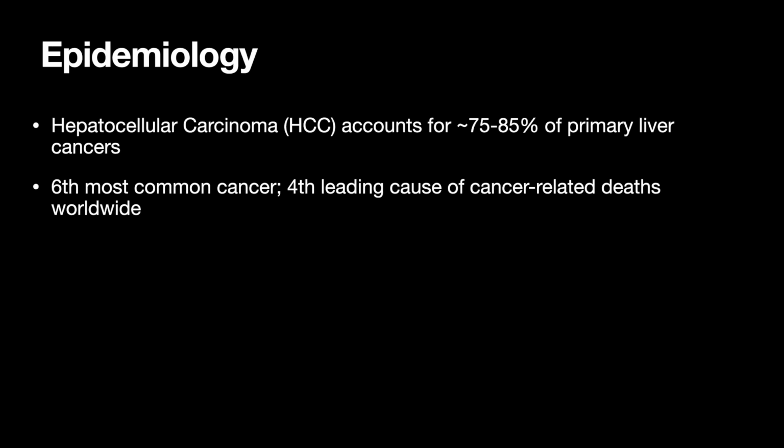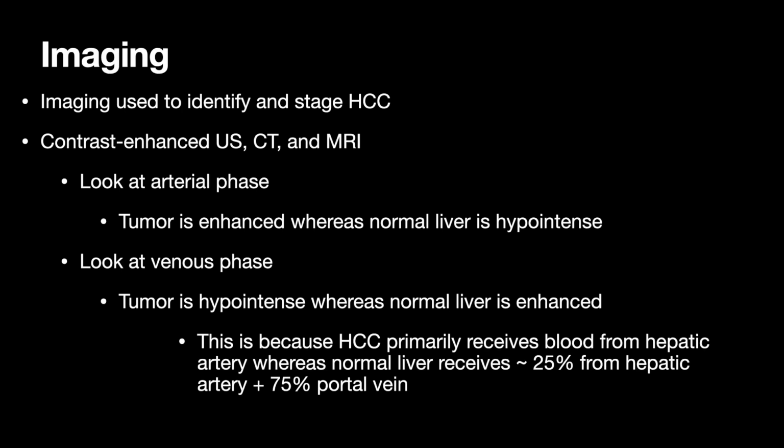Hepatocellular carcinoma, or HCC for short, accounts for around 75 to 85% of primary liver cancers. It's the sixth most common cancer and the fourth leading cause of cancer-related deaths worldwide. Imaging is used to identify and stage hepatocellular carcinoma, and modalities include ultrasound, CT, and MRI with contrast enhancement.